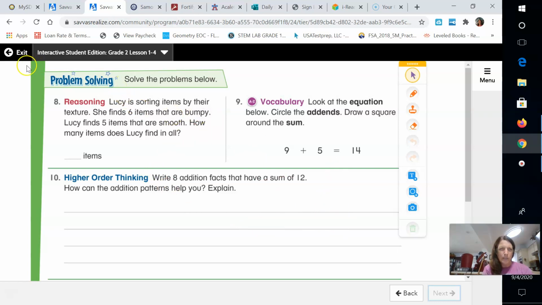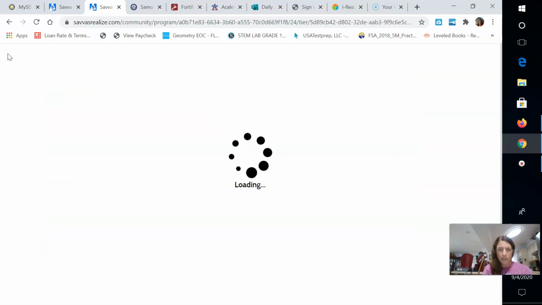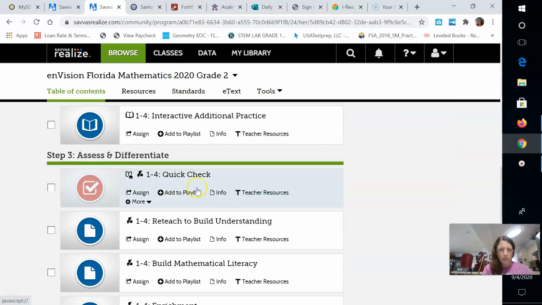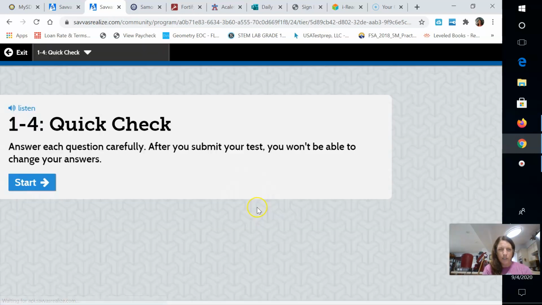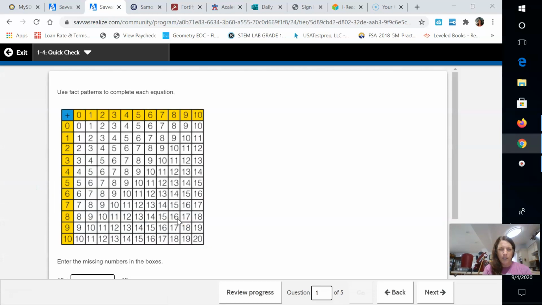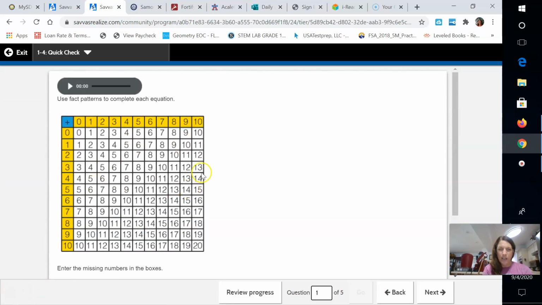And then you are going to go into your Savas Math, and you are going to do the quick check for lesson 1-4 that will look something like this. And it's going to have you practice.